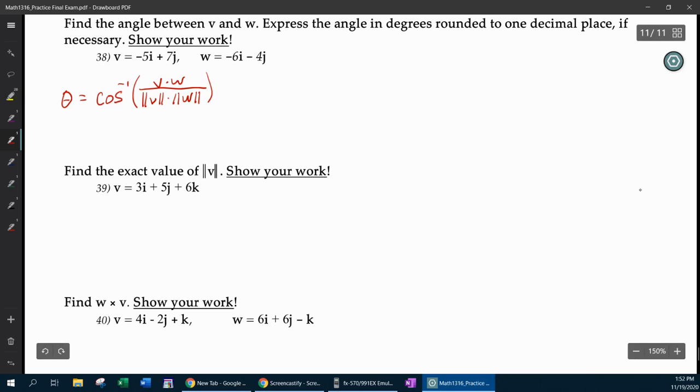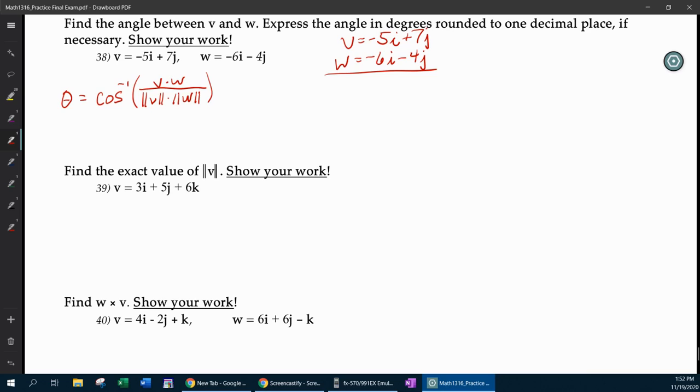All right, so here we go. We've got the dot product, negative 5i plus 7j, negative 6i minus 4j. Remember, product means stack them. And so v dot w is going to be 30 minus 28, which is positive 2. There's the dot product.